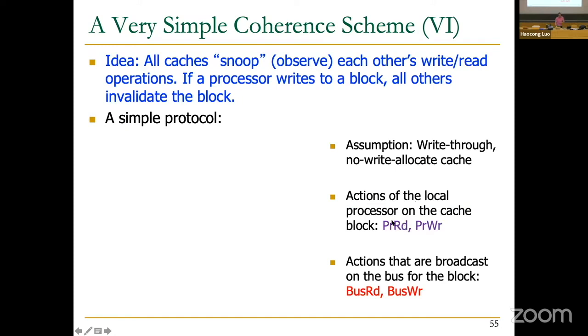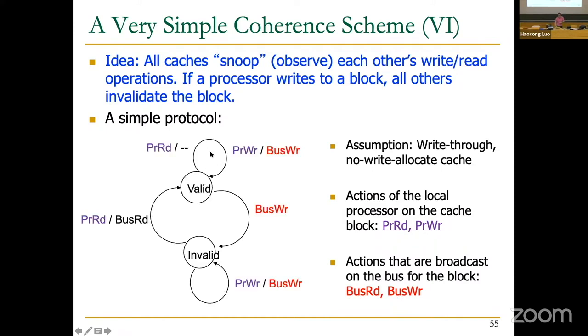Local processor can do read or write to the cache block. And based on those actions, bus read and bus write are broadcast on the bus for the block. And this is what the protocol looks like. It has two states. Because it's a write-through cache, it doesn't have a dirty bit. That's the simplest protocol. So basically, you have a valid state or invalid state. If a processor writes to that cache block, it has to be valid, hopefully. Then it sends a bus write signal. This is the input, this is the output.